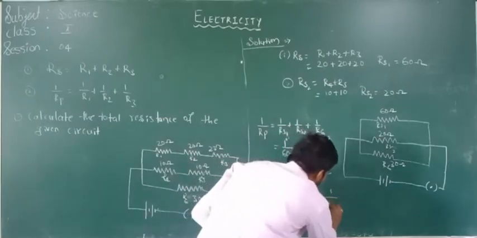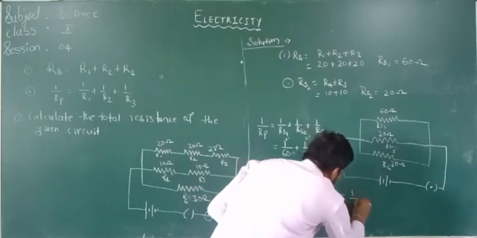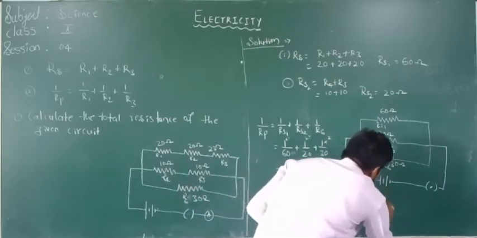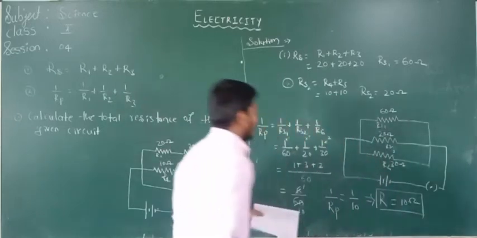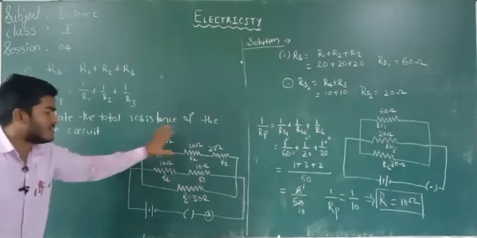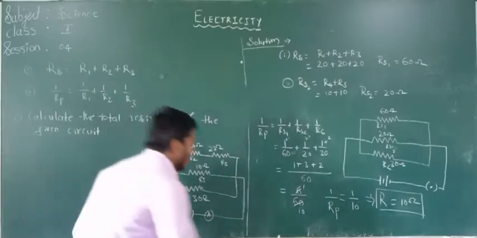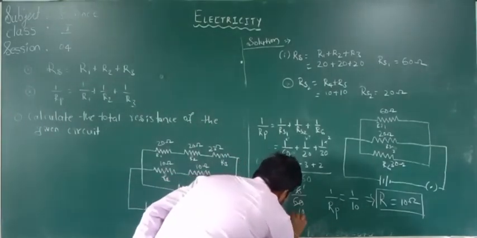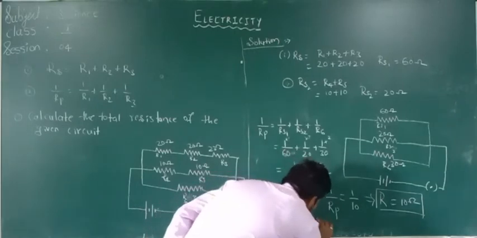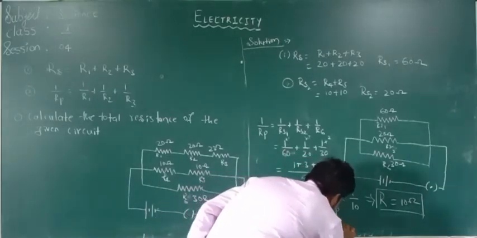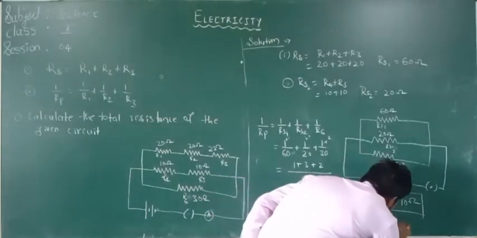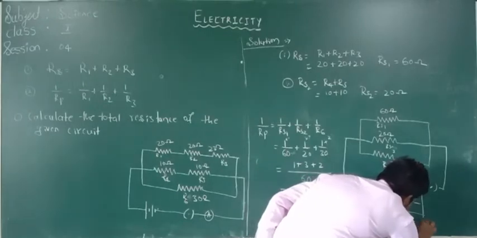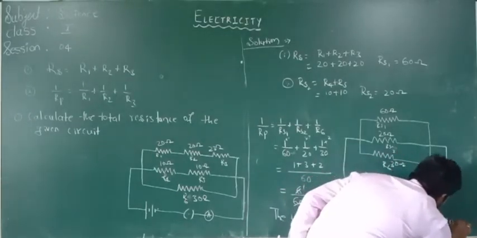That is equal to 1 divided by Rp is equal to 1 divided by 10. It implies Rp, or R, is equal to 10 ohms. This is the total resistance of the circuit. R is equal to 10 ohm is the total resistance of the circuit. Therefore, the total resistance of the given circuit is 10 ohms.